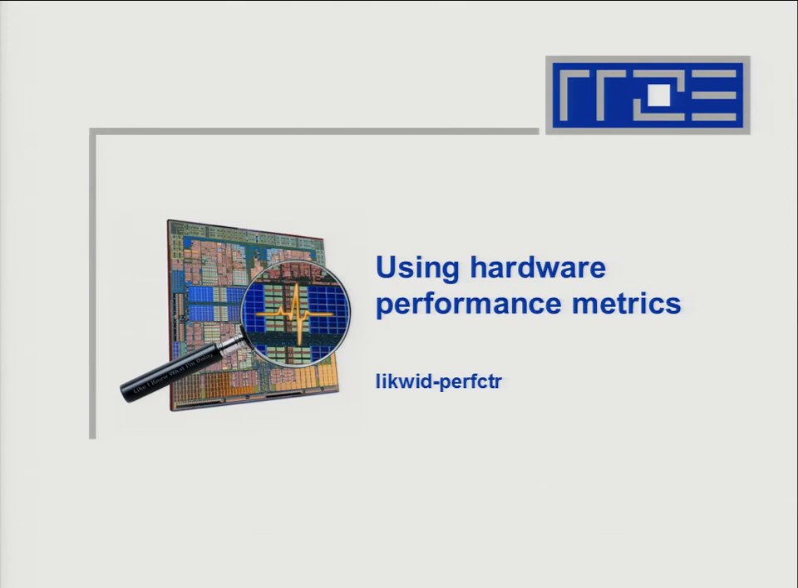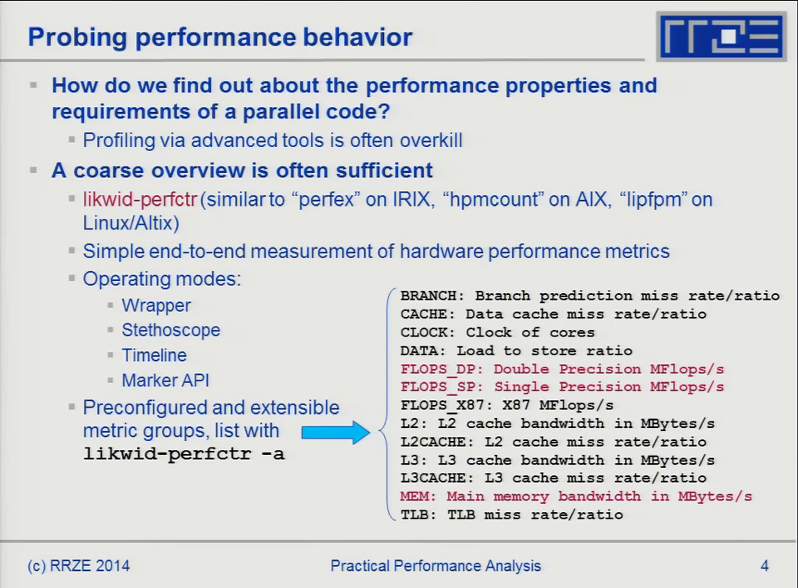There are lots of tools, as I said, but we use likwid-perfctr in many cases. It's a part of the Likwid tool suite to measure the most important stuff. likwid-perfctr is motivated by perfex. Does anybody know perfex? SGI Origin, 1998. This was the first tool I know that used this. There must be earlier references. On AIX, it's called hpmcount. On Altix systems, it's called libfpm.